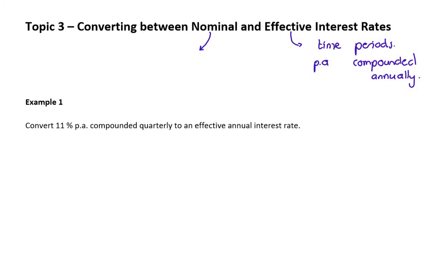A nominal interest rate is where your time periods do not match. If I give you an interest rate per annum, but then compounded monthly or compounded quarterly, anything like that, that is a nominal interest rate. So per annum, but then compounded, and the most common ones are monthly, semi-annually, or quarterly.